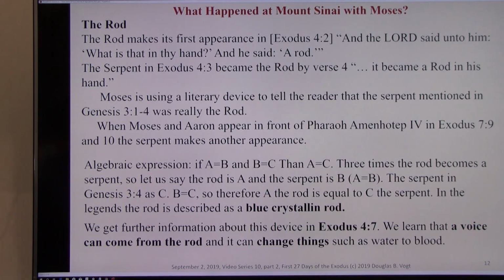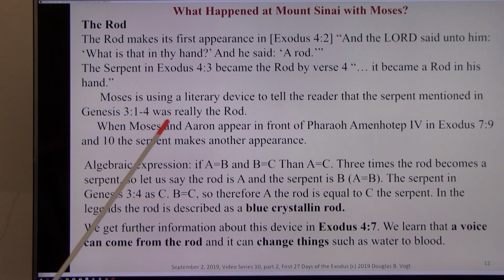It's not. And then later, we're connected. The serpent in Exodus 4:3 becomes a rod by verse 4. It became a rod in his hand. As he drops the thing down, it becomes a serpent. He picks it up again. Now, this is a literary device. I don't know if this thing could actually change and mutate to something that's living. I think Moses did it merely as a device, a literary device.